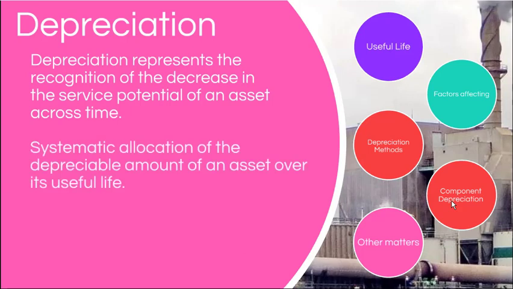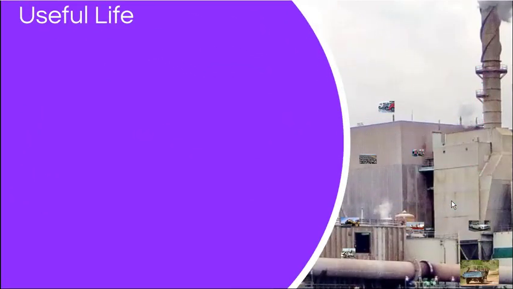Depreciation can be defined in line with LKAS as a systematic allocation of the depreciable amount of an asset over its useful life. So accordingly, what is depreciated is not the cost, actually the depreciable amount. The depreciable amount is the difference between cost and residual value. We'll now discuss what is meant by useful life, because an asset is depreciated over its useful life.